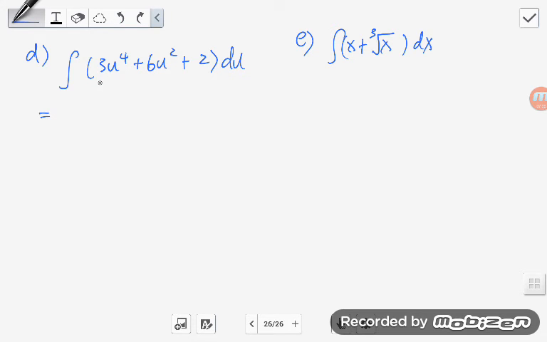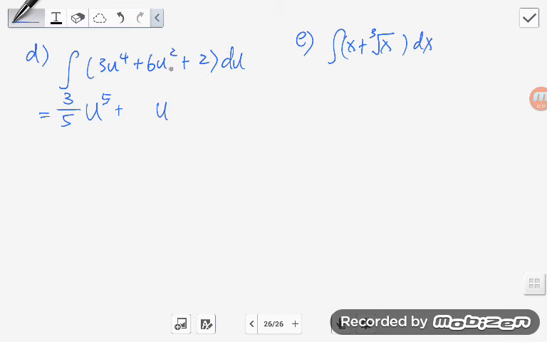In order for me to get a u to the power of 4, I must differentiate something that has a power of 5. Does it make sense? If I differentiate this, I'm going to get a 5. But right now I want a 3, so I'm going to have 5 in the denominator and 3 in the numerator.